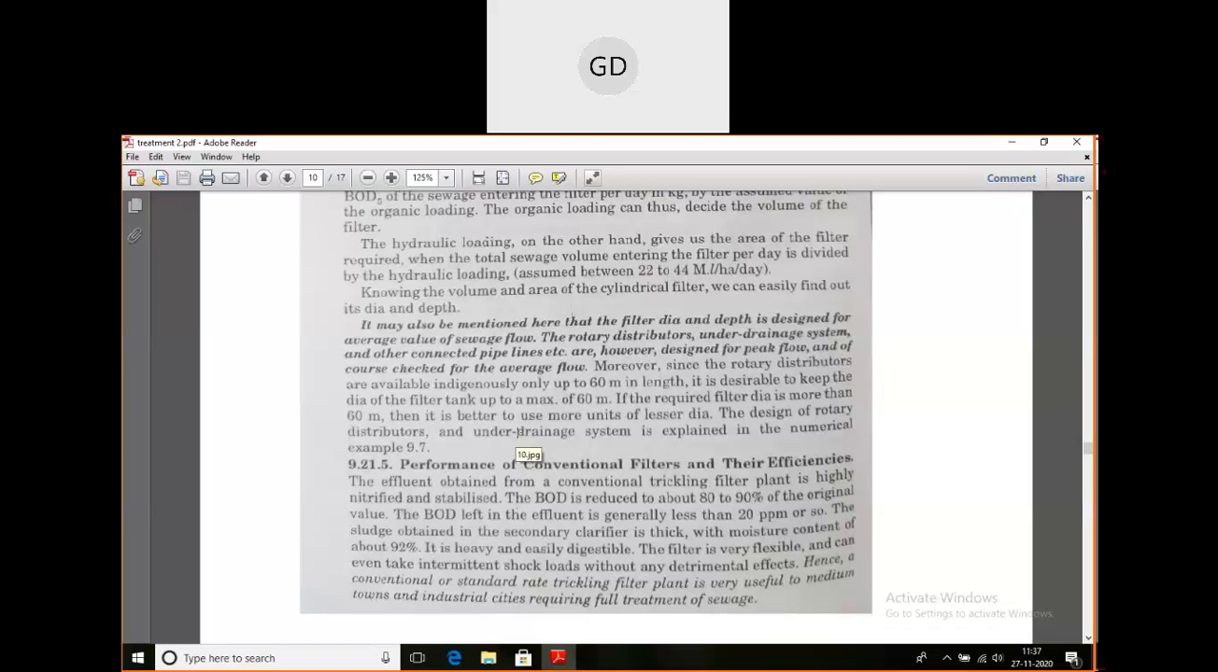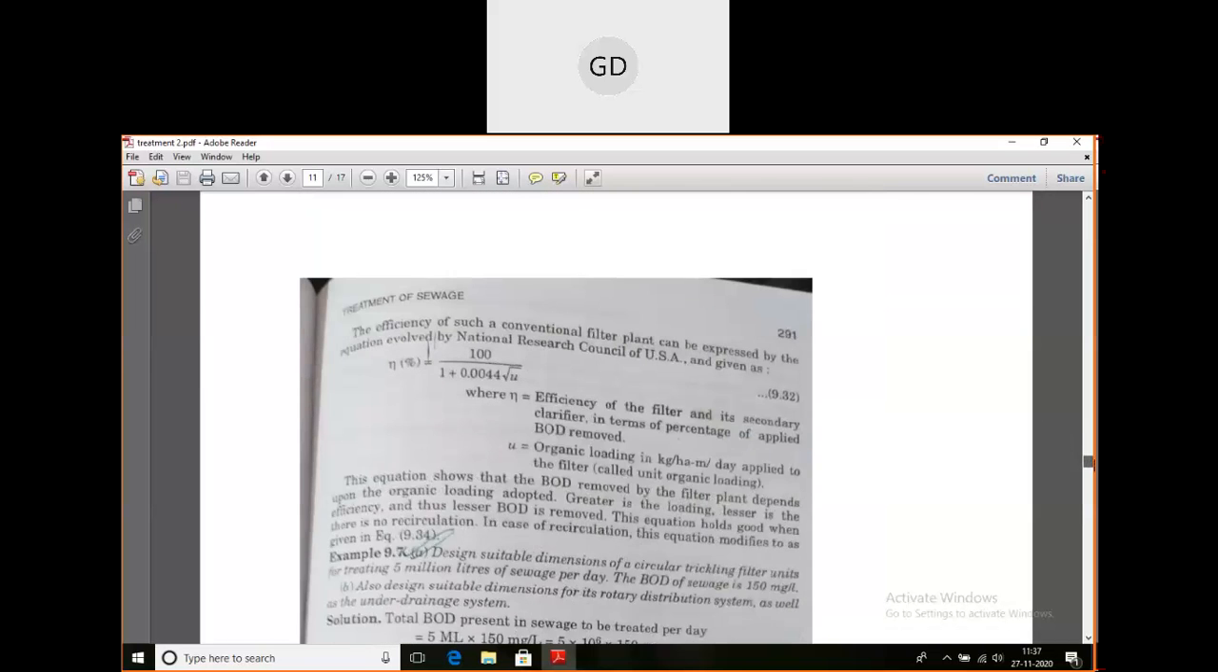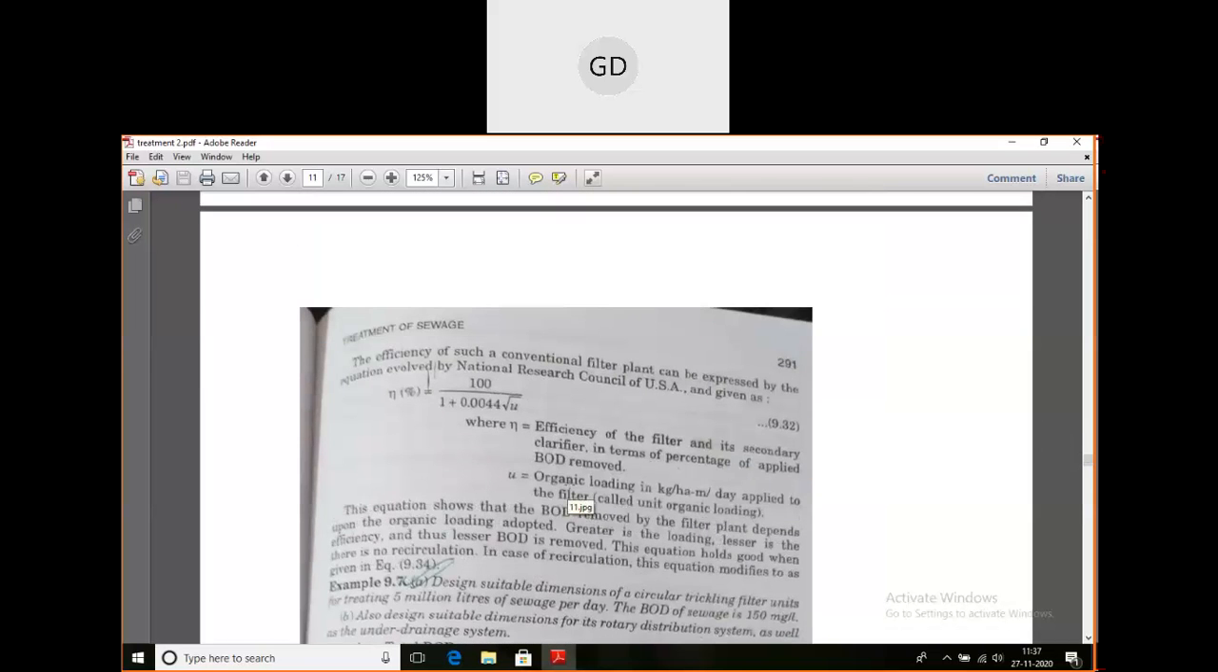Okay, now coming to the efficiencies of the trickling filter. There is a certain formula. You see this formula, it gives you the efficiency of the filter and the secondary clarifier in terms of what percentage of applied BOD is removed. So this is your formula.